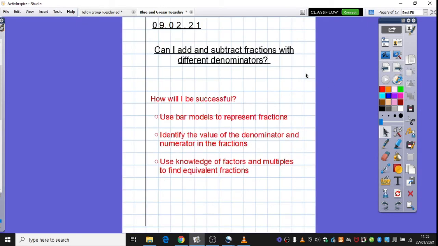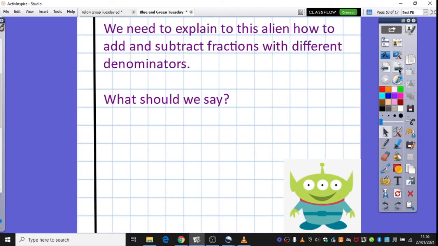So our main session for today then, we're going to be applying our knowledge of adding and subtracting fractions with different denominators to some different problems that we will explore, and these problems do change as you work through the different tasks. It's just really important today to read the questions carefully. So in order to be successful, we might find bar models are useful to help represent those problems and the fractions, really being clear on the value of the denominator and the numerator in these fractions, and using knowledge of factors and multiples, that's our times table understanding, to help find equivalent fractions.